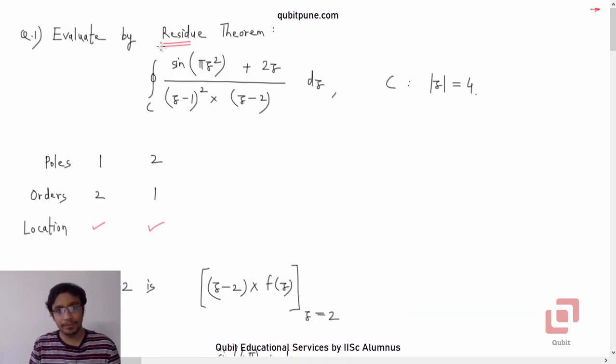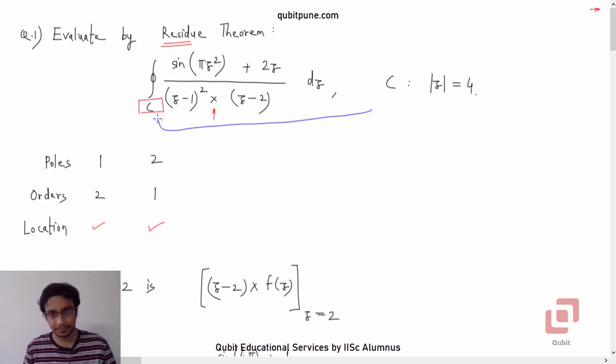Evaluate by residue theorem the integral along closed curve C of the function sin(πz² + 2z) divided by (z − 1)²(z − 2) with respect to z, where the contour C is the circle centered at the origin and radius 4.